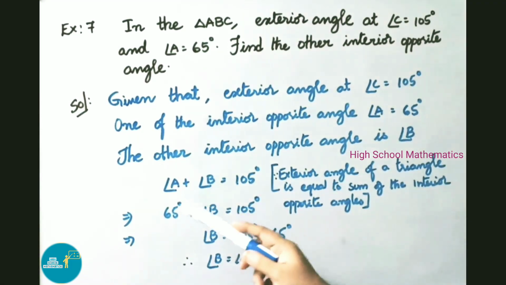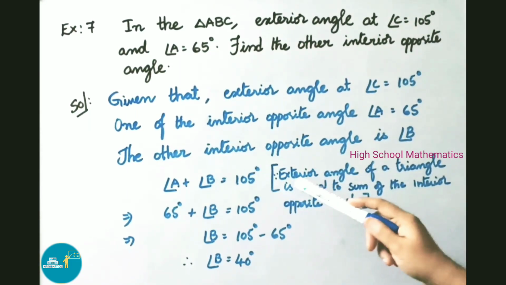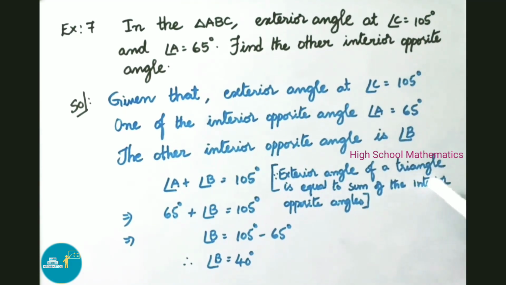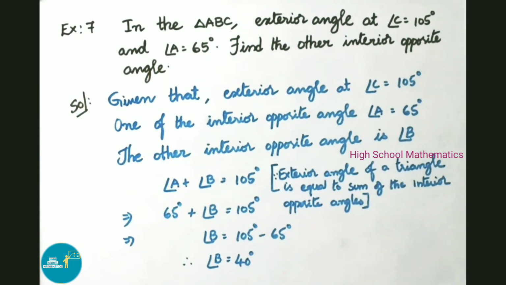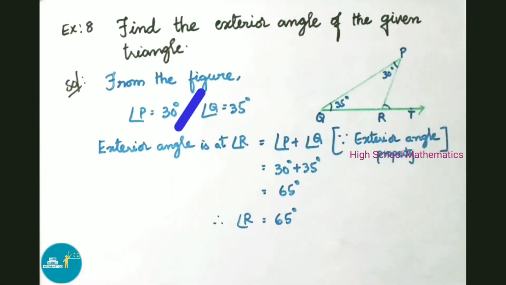So we have written angle A plus angle B equals 105 degrees, since by the exterior angle property, the exterior angle of a triangle is equal to the sum of the interior opposite angles. That implies angle A, which is 65 degrees, plus angle B equals 105 degrees. That implies angle B equals 105 degrees minus 65 on transposing. Therefore, angle B equals 105 minus 65, that is 40 degrees. So the other interior opposite angle is 40 degrees.